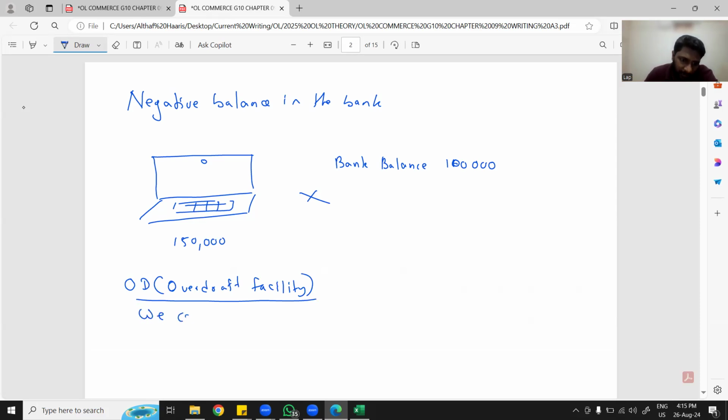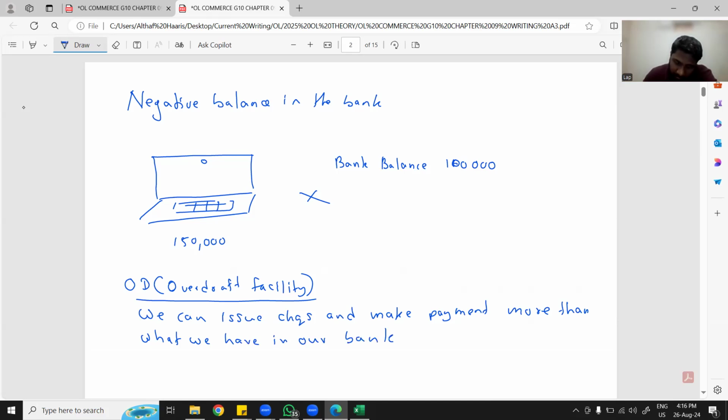We can issue checks and make payments more than what we have in our bank. So more than what we have in our bank, we can issue checks and make payments. What is OD facility?